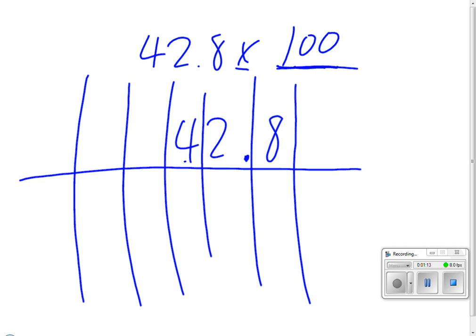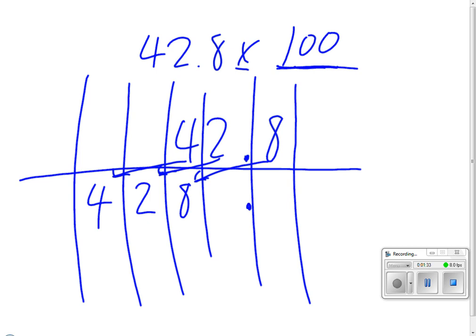So the 4 goes from the 1's place to the 100's place. The 2 goes from the 10's place to the 1,000's place. The 2 goes from the 1's place to the 100's place. The 8 is going from the 10ths to the 10s. Okay, and I now have moved everything.